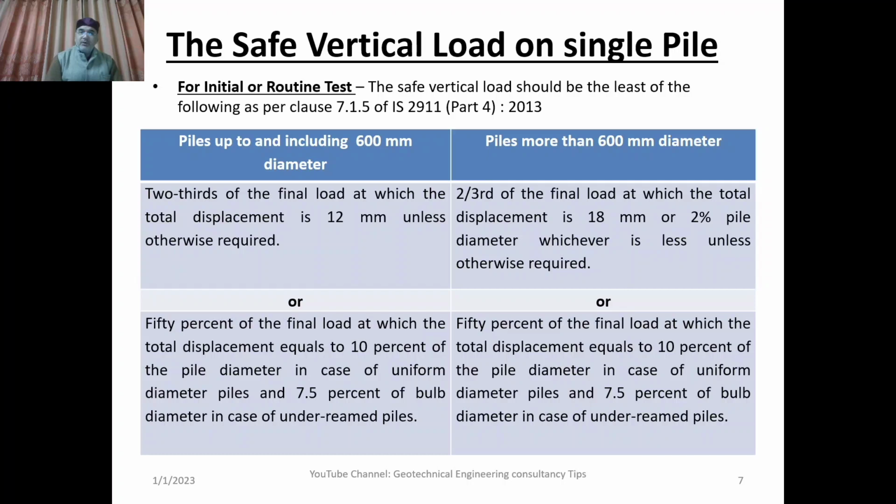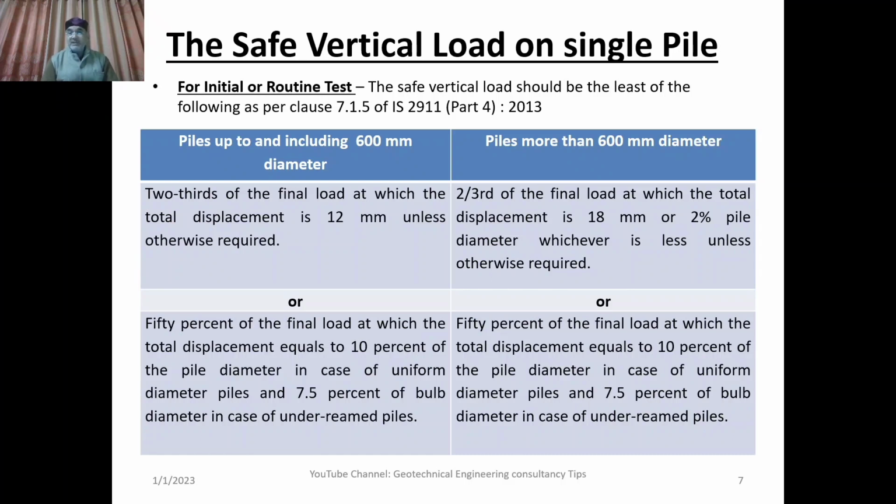So for piles less than and up to 600 mm diameter, the code says that the 2/3 of the final load at which the total displacement is 12 mm unless otherwise required, or the 50% of the final load at which the total displacement equals 10% of the pile diameter in case of uniform diameter piles, and 7.5% of bulb diameter in case of underreamed piles. So the least of these two values is to be considered as the safe vertical load on the pile tested.